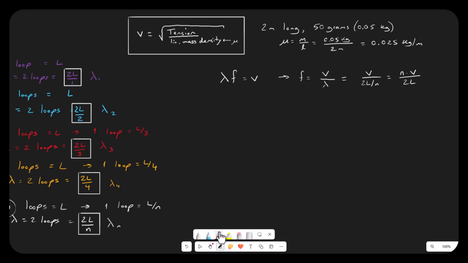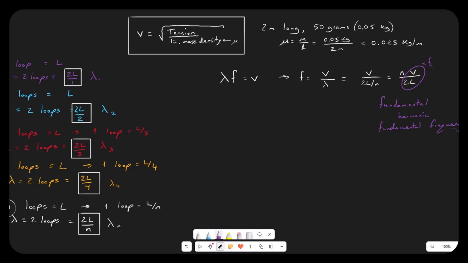Still going, I promise. v over 2L, well, that's going to be the frequency of my first harmonic, right? If n equals 1. So this thing equals the frequency of my first harmonic, and because that's such an important thing, we call this a fundamental harmonic with a fundamental frequency. And it gets better.